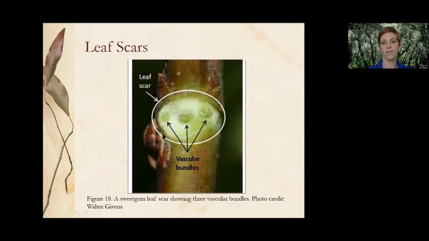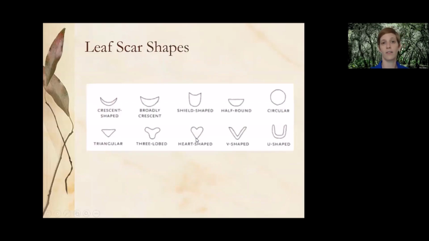There's also something else called vascular bundles, which I won't go into depth on, but these can also be helpful. It's basically the source of life to that leaf. The pattern and number of these bundles where the leaf was once attached can be helpful for identification as well. But in terms of leaf scars, what you want to look for is the shape of that leaf scar. So if you're not able to access the leaves up high, or there's no leaves on the tree, and you have a twig that's either eye level or one on the ground, you can look for leaf scars. And so the shapes can be helpful for identification.